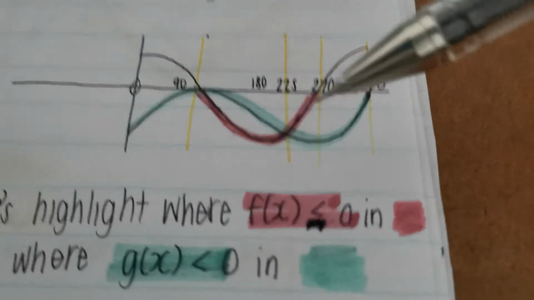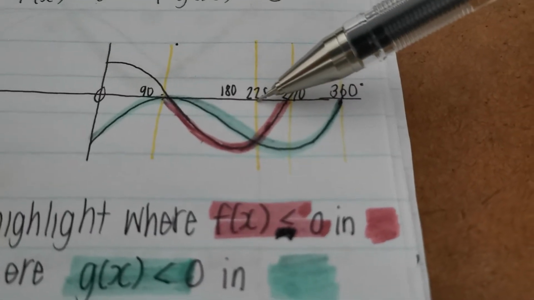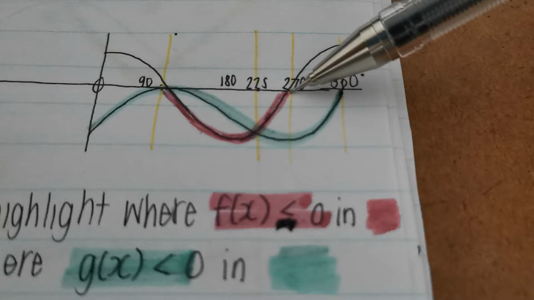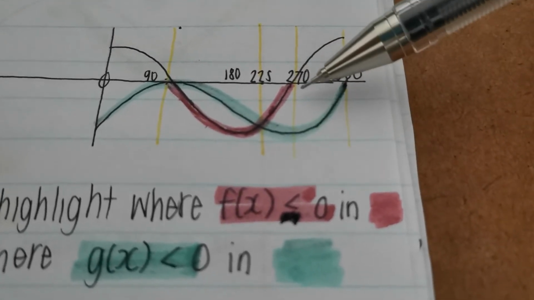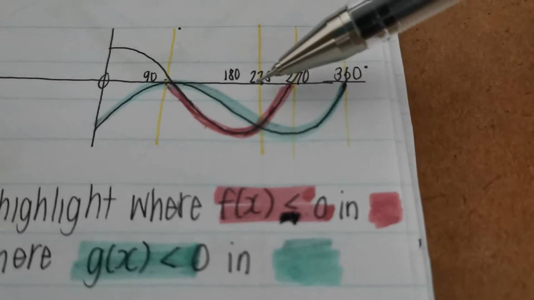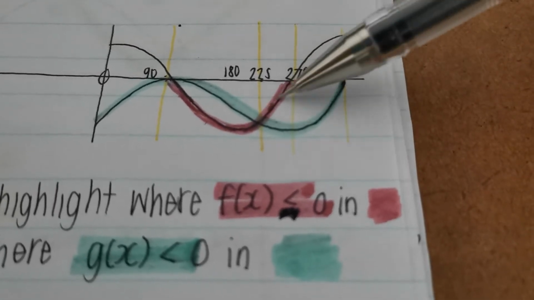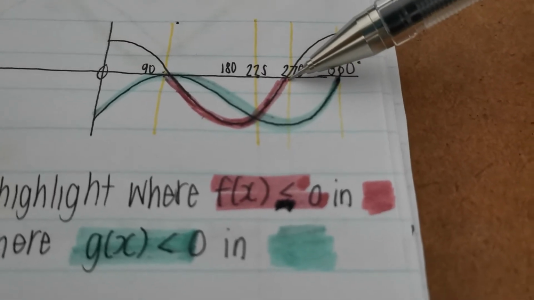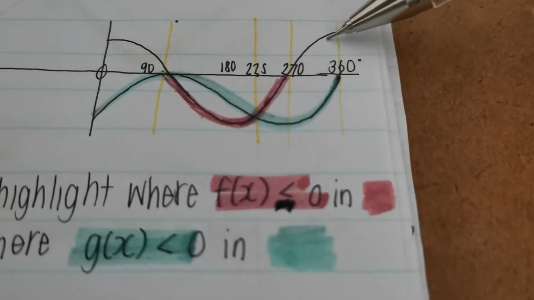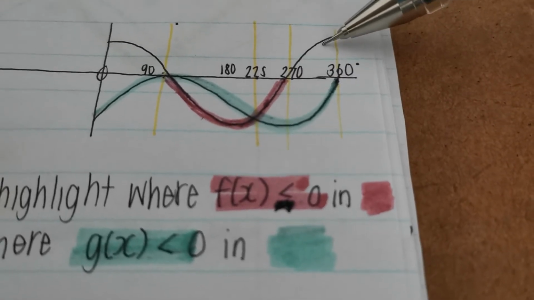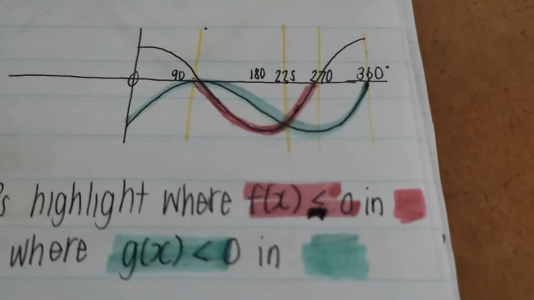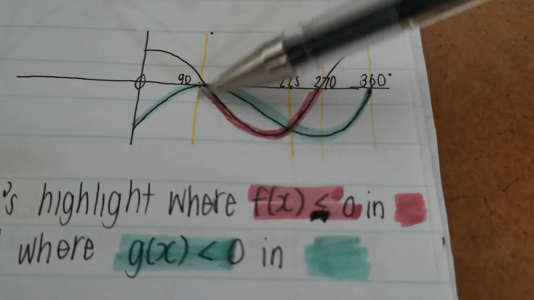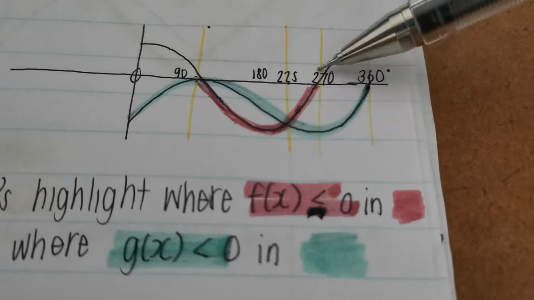Let's go see. After 225, okay, again, both of them over here are colored in. And from 225 to 270, they're also colored in. The minute we go past 270, do you see that this part of the graph is not colored in? From 270 to 360, not colored in, right? So that means our solution is just between 90 degrees and 270 degrees.